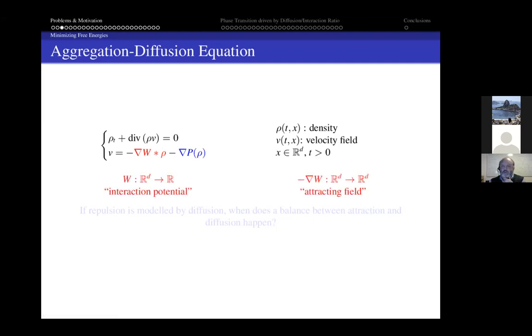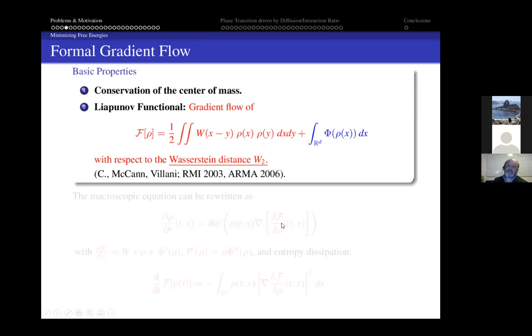Okay, so if you want, just to summarize, you can think in terms of I have an interaction potential. I can model attraction only, if you want, by the W instead of having attraction and repulsion. And then let's assume that repulsion is modeled by the local diffusion term here. And then the nice question would be, if repulsion is modeled by diffusion, when do you have a balance between this repulsion and attraction by the non-local term?